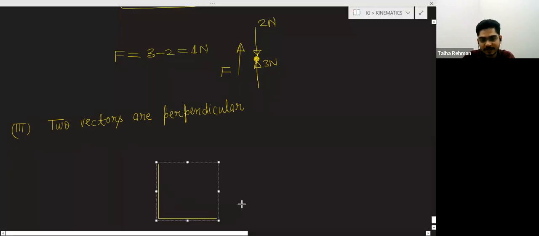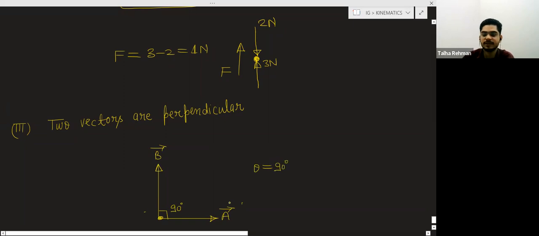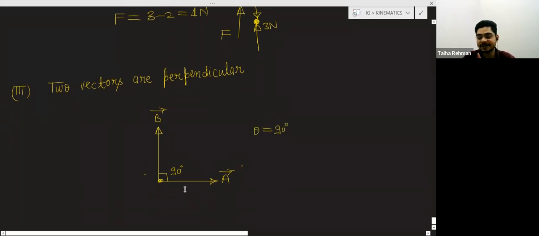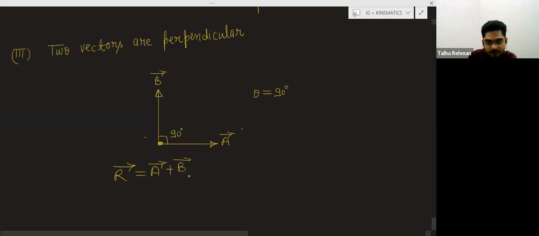Suppose these are two vectors like this. This is a point. The A vector is in this direction, this is one vector, and this is the other vector, the B vector. The angle between the two vectors is 90 degrees, so theta is equal to 90 degrees. Two vectors are acting at a 90 degree angle, and we want the resultant vector. How to write the resultant vector? R vector is equal to A vector plus B vector.